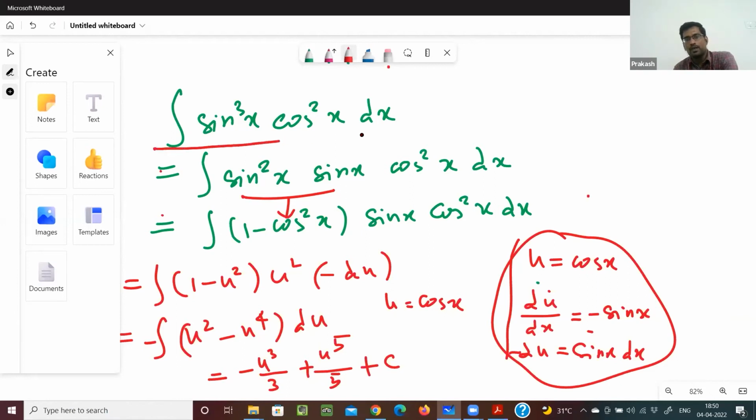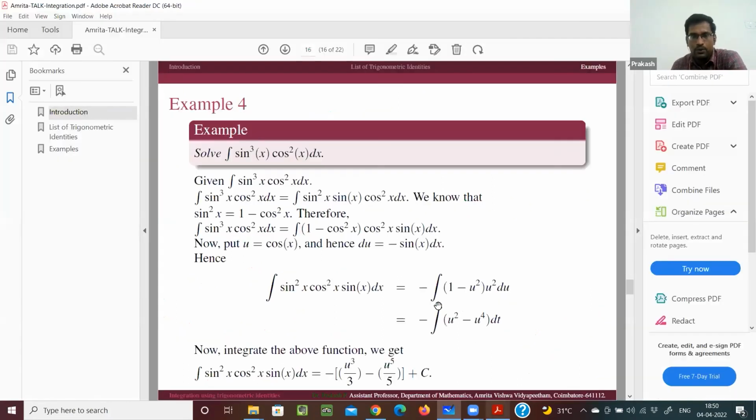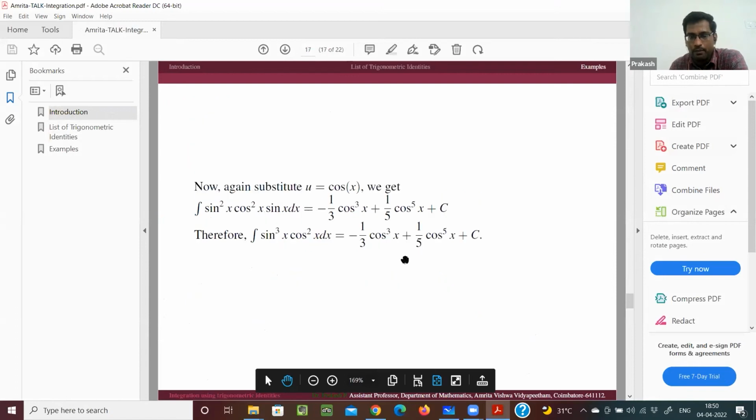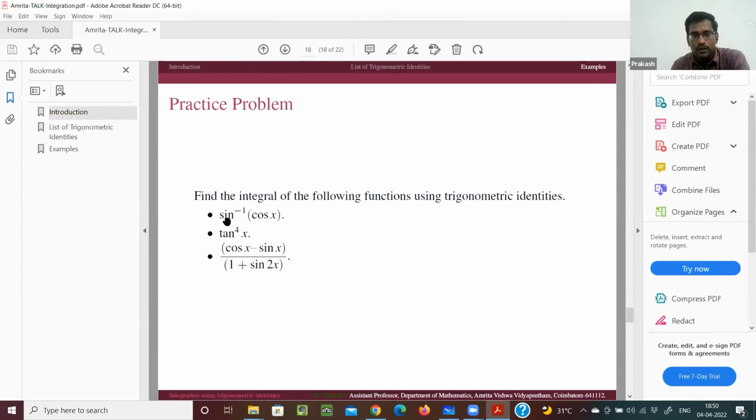But you see, if you don't know this idea, then the evaluation of this integral is not easy. Additionally, I have mentioned some others, because already we know minus cos square x, the same thing. Maybe this is a practice problem, maybe you note this one: the integral of sine inverse cos x and the integral of tan power 4x. But here you need to use the correct identity, then easily you will get the answer within 2 or 3 steps.